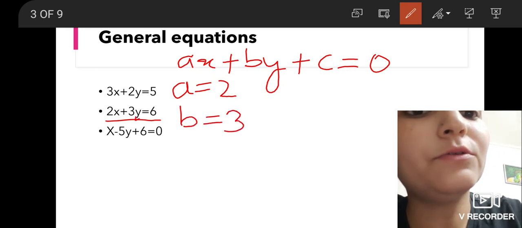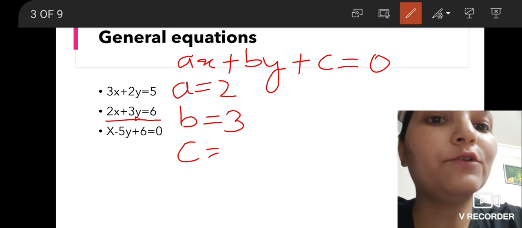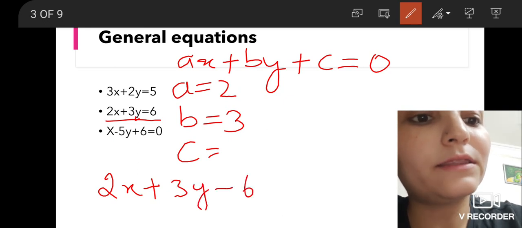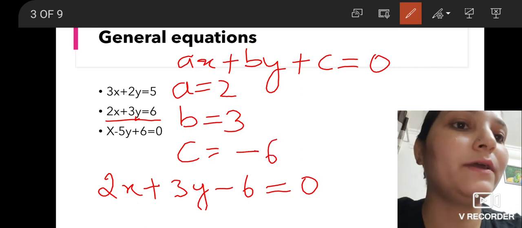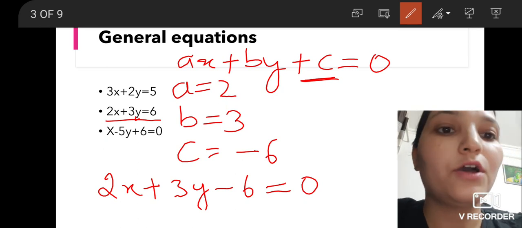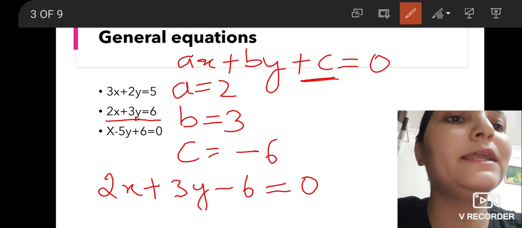Coefficient of y is 3. Now, for c, you have to make it like the general equation: 3y minus 6 is equal to 0. So your c will be minus 6. Since c in the general equation is plus c, here it will be minus 6. This is how you can compare your general equation with any linear pair of equations.